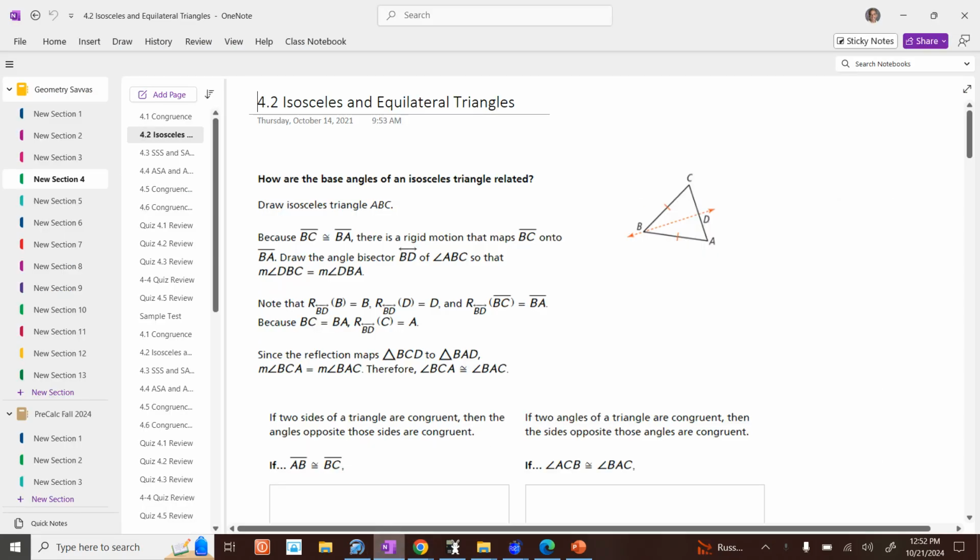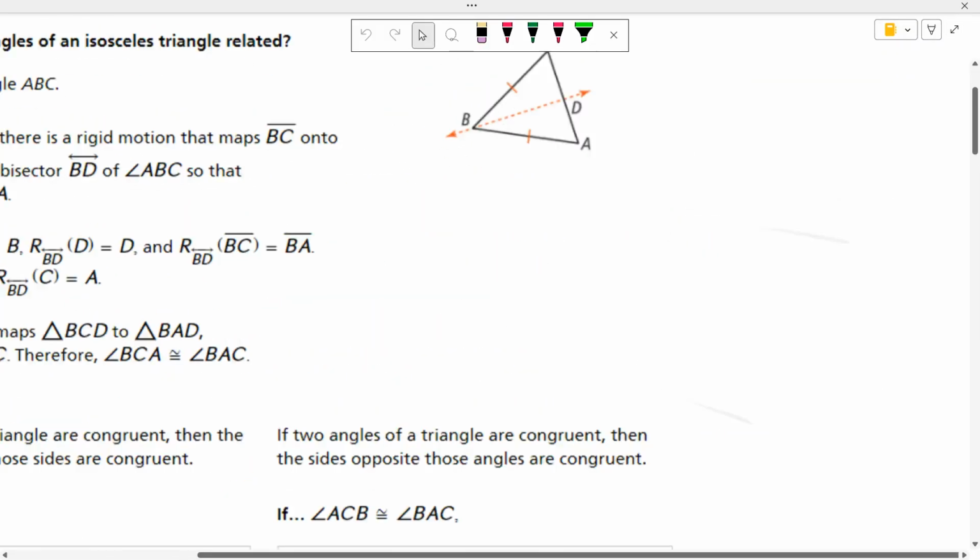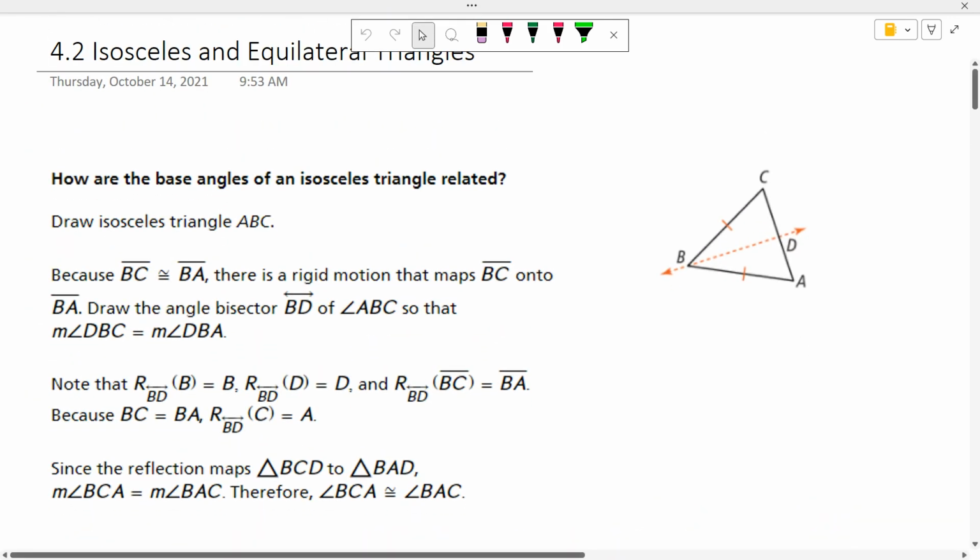All right, our second section today is on isosceles and equilateral triangles. It says, how are the base angles of isosceles triangles related? Okay, what are base angles? Well, base angles are the angles opposite of the congruent sides. Now, isosceles triangles have how many congruent sides?